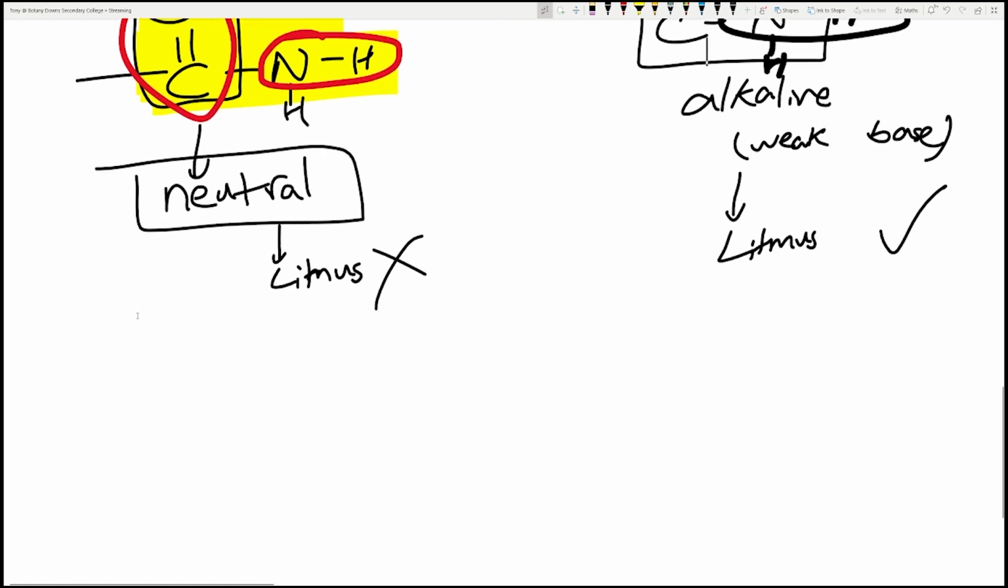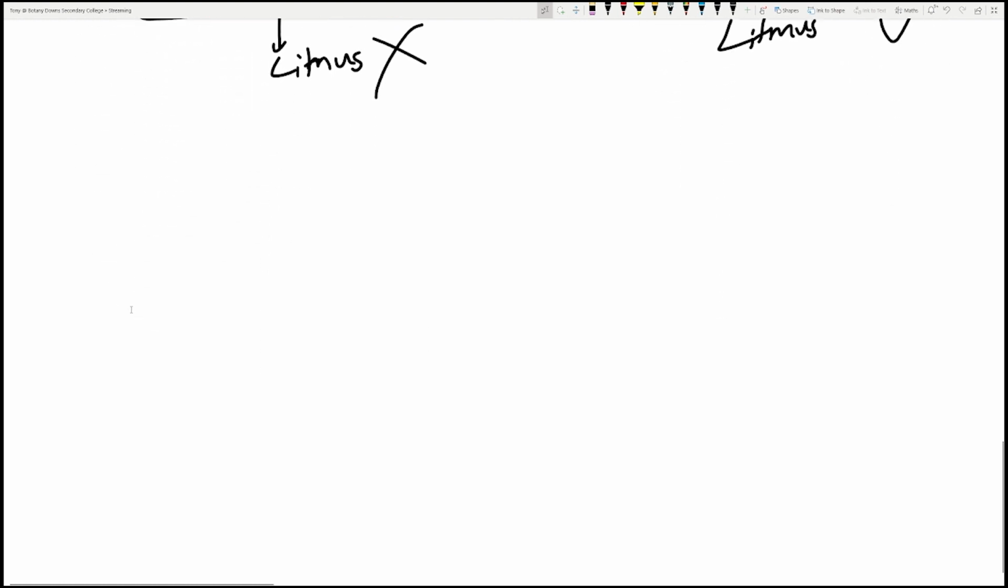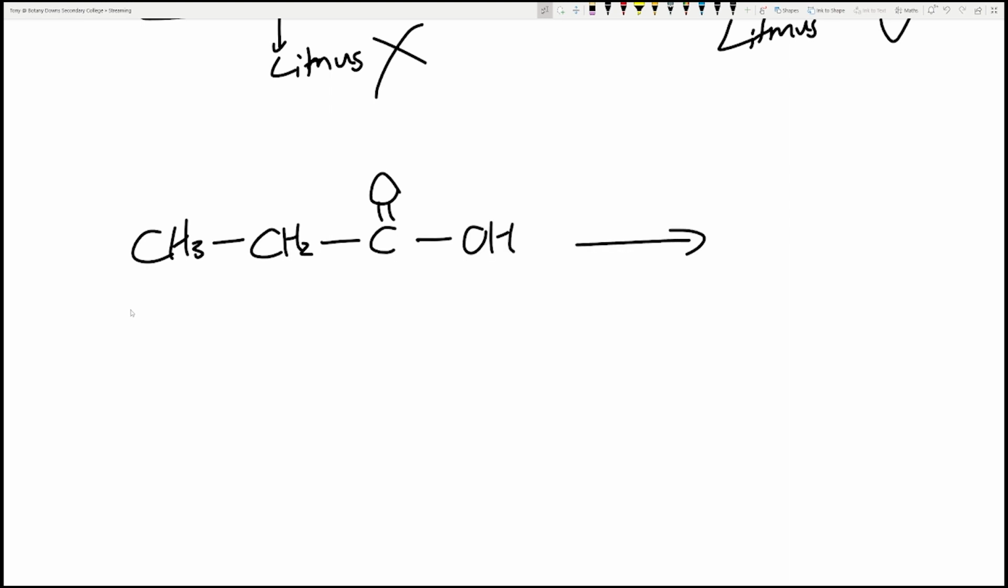Okay, but this is just amide. And how you can make amide, I kind of talked about it in the acyl chloride video. I'll just do that really quick. But how do you produce an amide? One of the methods is, let's just keep going to our propanamide. Why not?